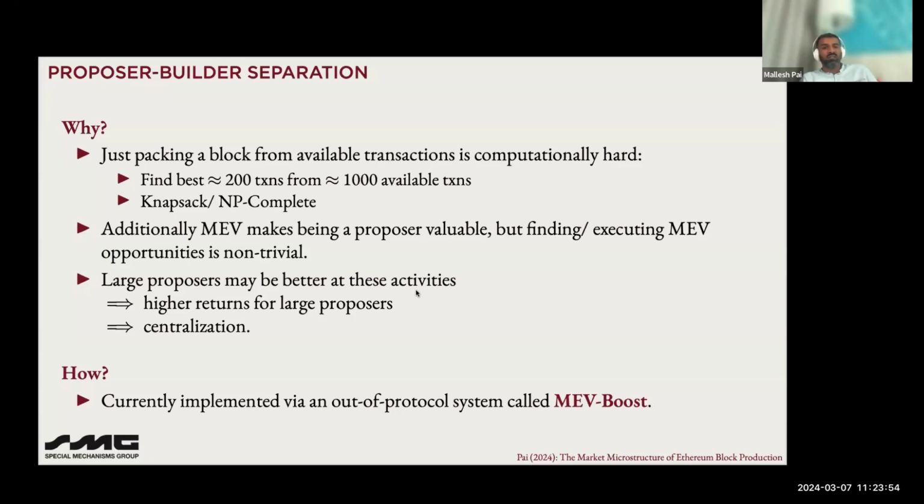In particular, there was a concern that large proposers, so people who have staked many multiples of 32 ETH, might also be just well-capitalized, sophisticated players who would be better at these activities. And there was a concern that you'd have higher returns for large proposers, their rate of stake growth would outpace small proposers, and eventually you'd get centralization where just a few proposers own most of the stake. So there was this idea: let's level the playing field by creating this class of builders.